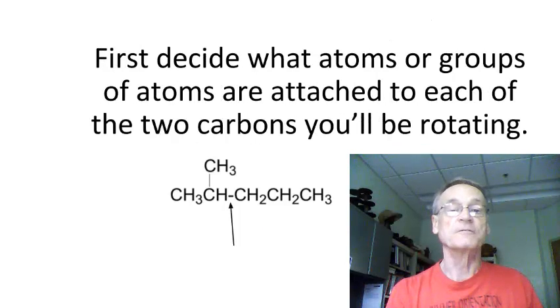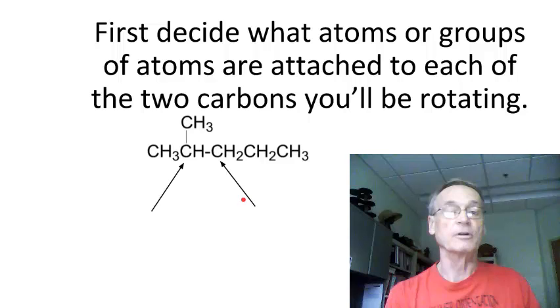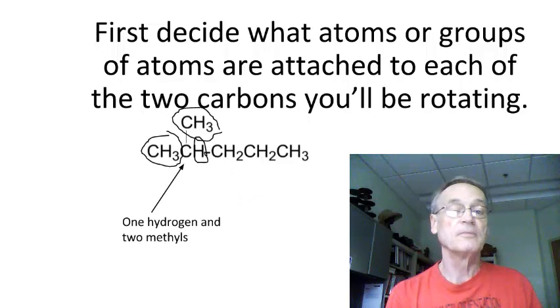So here's the question. First, decide what atom or groups of atoms are attached to each of the two carbons you'll be rotating. So that's this carbon right here. What's attached to it? Obviously a hydrogen and a methyl and another methyl. And this carbon, what's attached to it? 2 hydrogens and an ethyl. So this whole ethyl group is attached to that carbon.